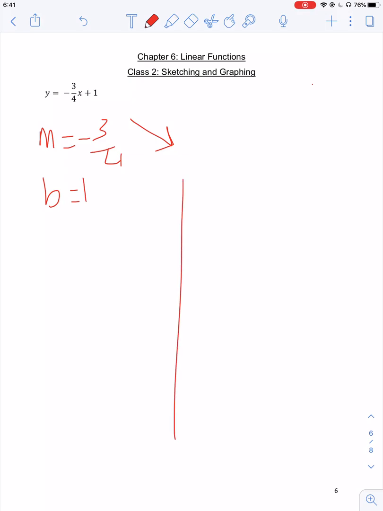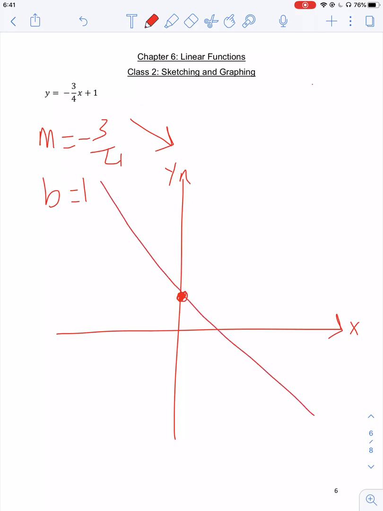So this is my Cartesian plane, right? So this is x, this is y. The b value is kind of like my starting point. So I know that I'm going to be at 1 over here. So when my x value is 0, I'm going to be at 1. And now because my slope is negative, I'm actually going to be going downwards, okay? So this is basically what the sketch looks like, okay?